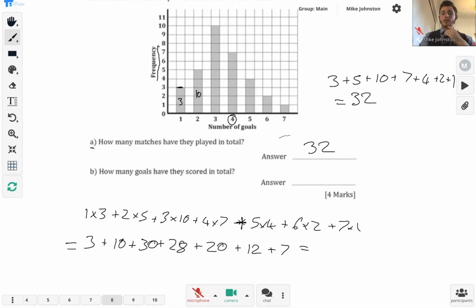So 10 plus 3 is 13, plus 30 is 43, plus 28 is 71, plus 20 is 91, plus 12 is 103, plus 7 is 110. That means that in total 110 goals have been scored. Okay, so let's carry on to the next question.